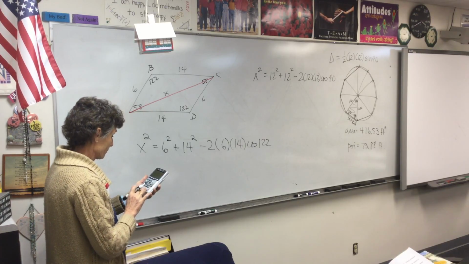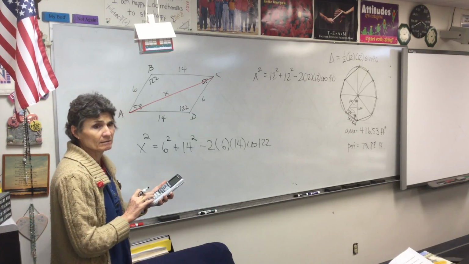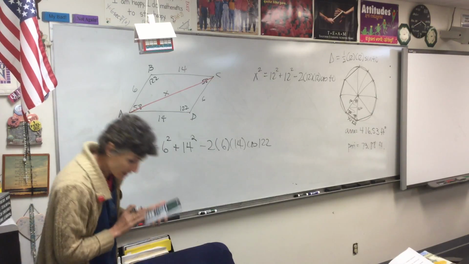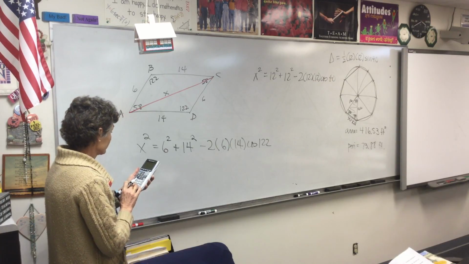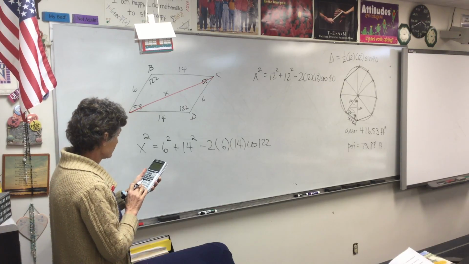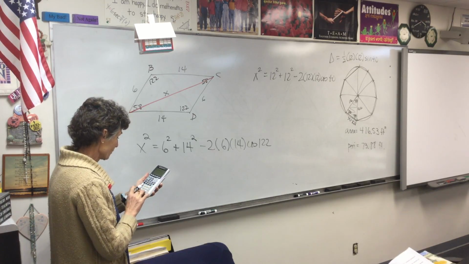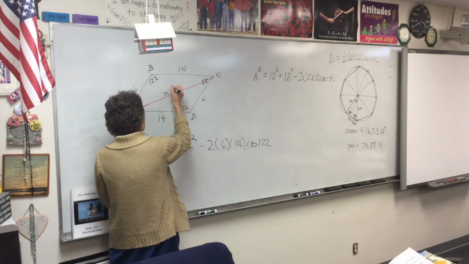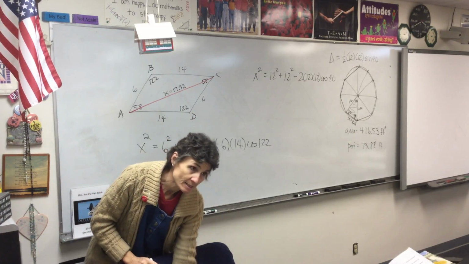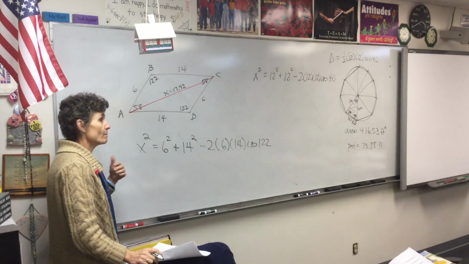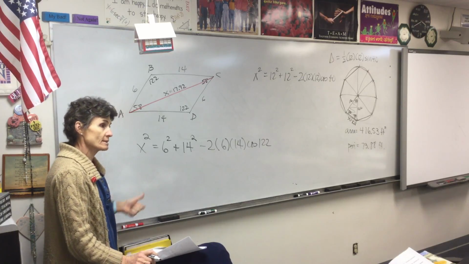If I wanted area, the question says find AC. Now, the next question says find area. That's an area formula. 6 squared plus 14 squared minus 2 times 6 times 14 times cosine. Okay, so don't forget to take the square root. I got 17.92. That's the length of the diagonal. Remember, if you're finding a length or an angle, you're using the law of sines or cosines.